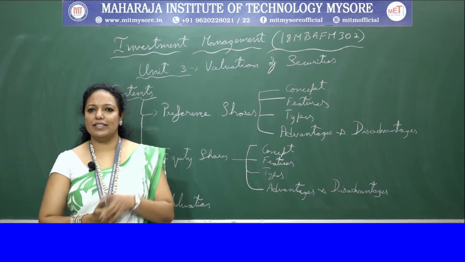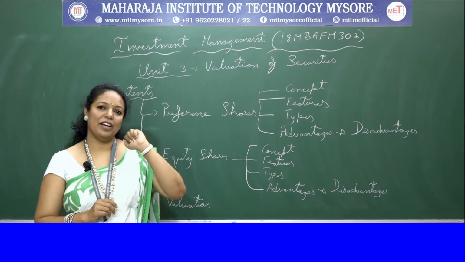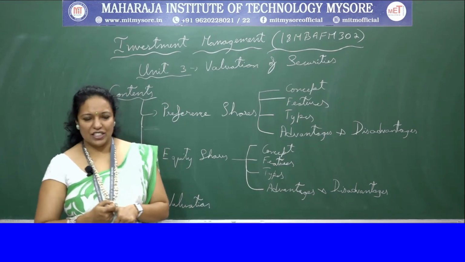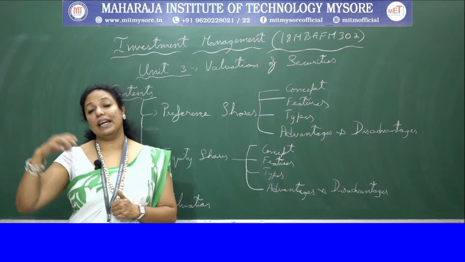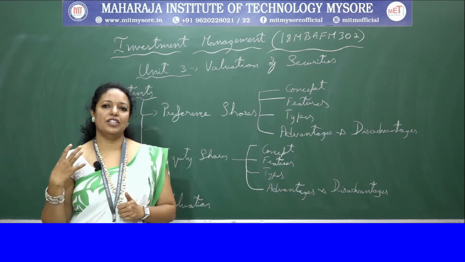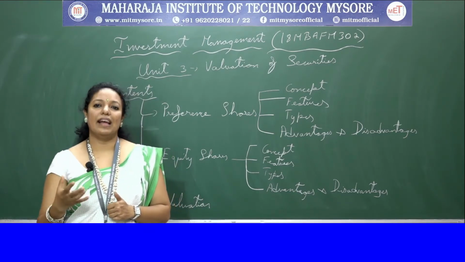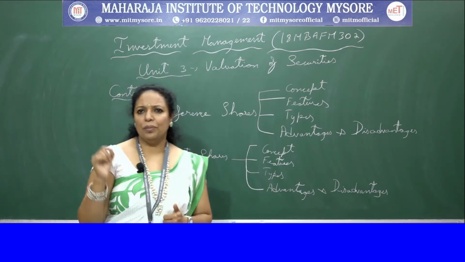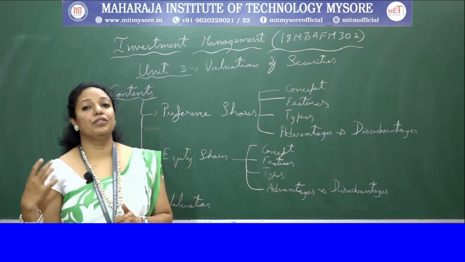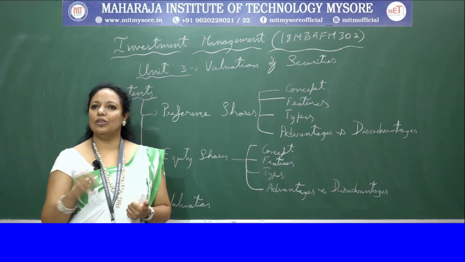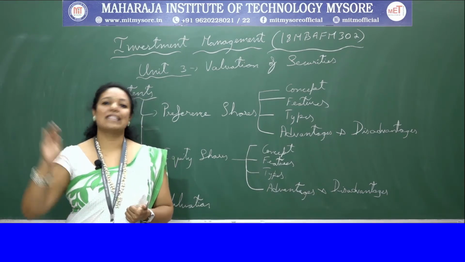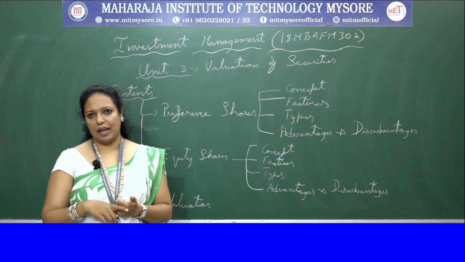First is authorized share capital. I told you about this when explaining unit 1. Authorized share capital is the highest amount an organization can issue through its lifetime. If they want to make any changes, they have to follow the formalities, make changes in their memorandum, and only then can they extend the authorized share capital.